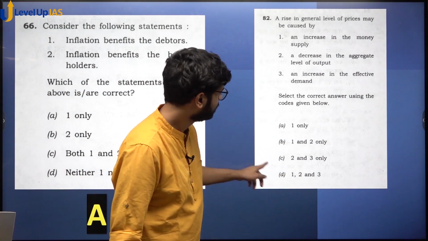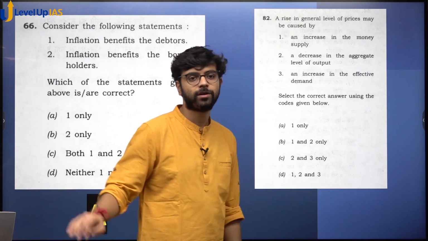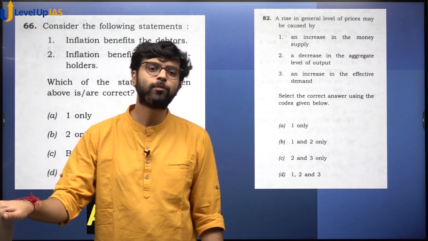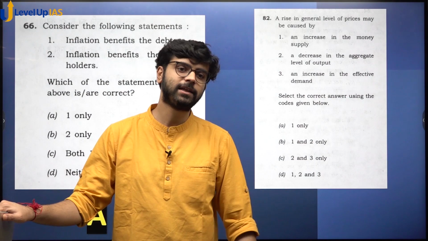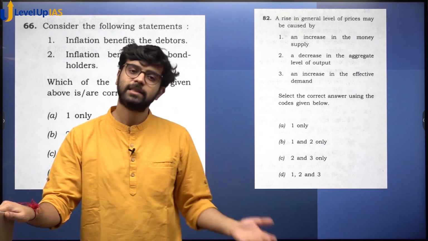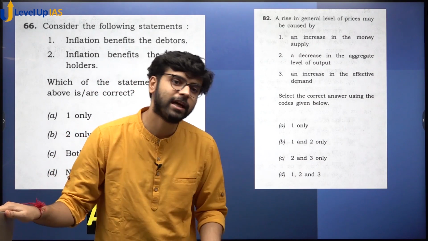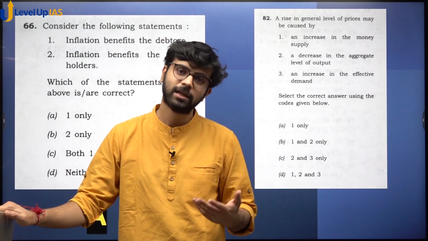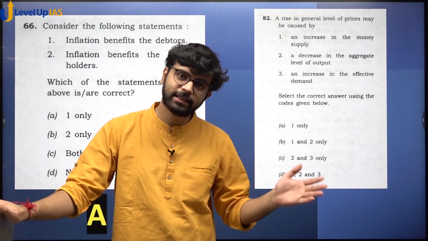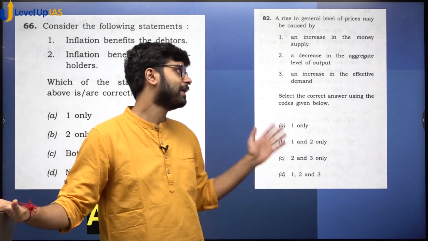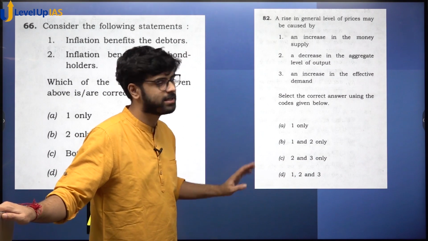So one is correct, C is gone. A decrease in the aggregate level of output. What is aggregate output? Supply. A decrease in supply. Will a decrease in supply raise prices? Yes. So after COVID, what has happened? All technology products and everything have become costlier because the supply decreased because of the logistics issues and everything was stuck. So prices rose, so 2 is also correct. So 1, 2, and 3 is the answer, B or D.